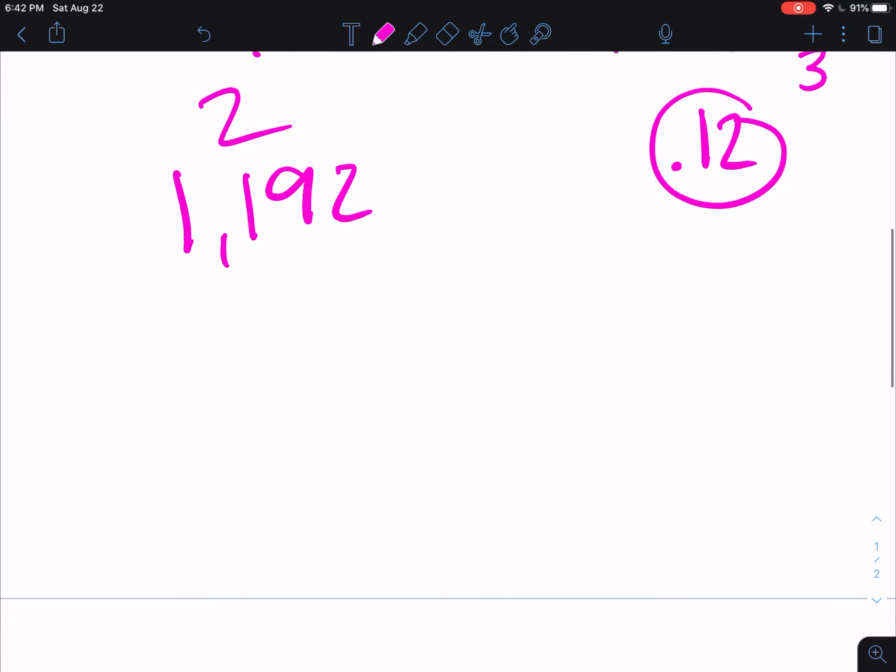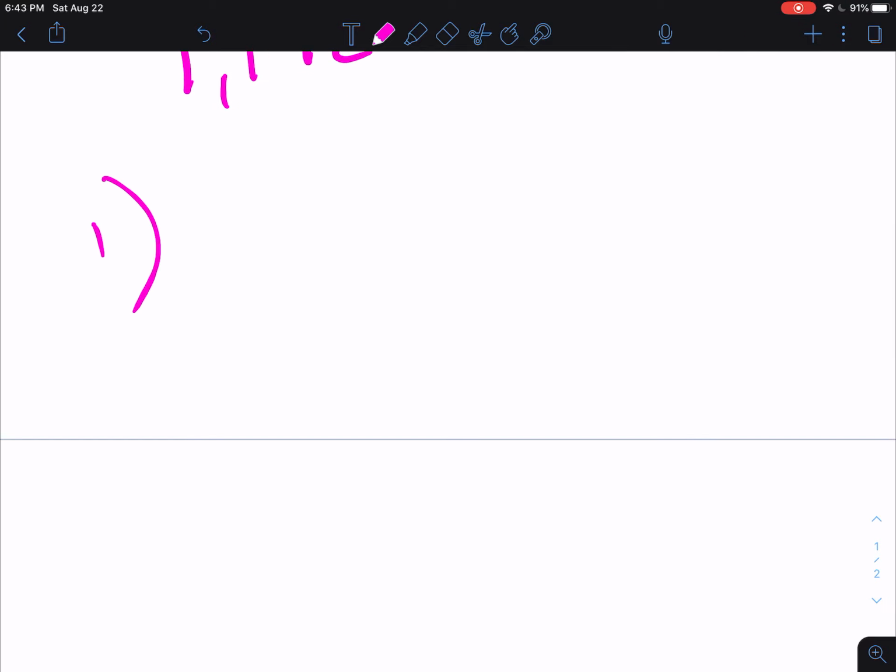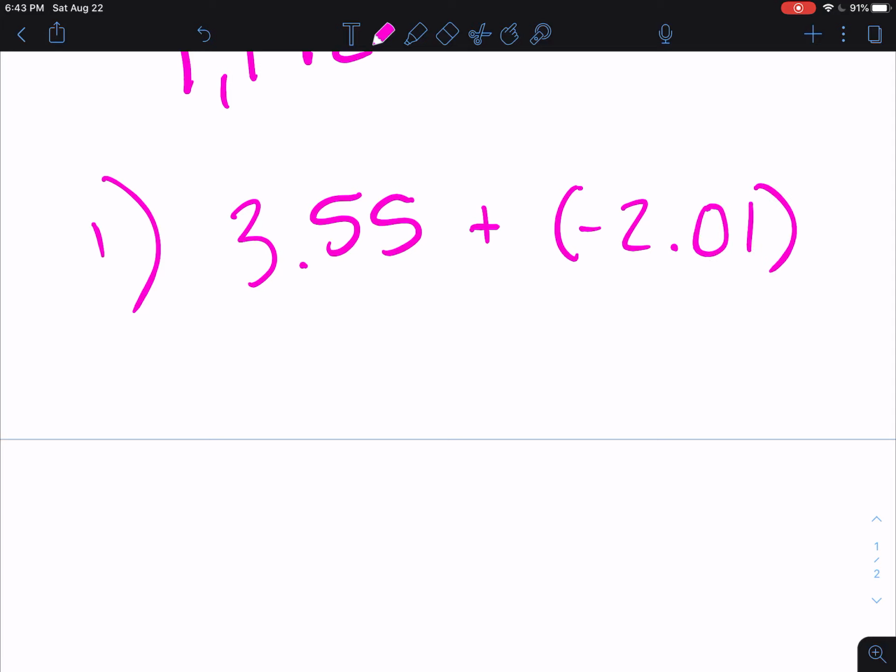So your assignment today is adding and subtracting same signs and different signs, okay? So an example would just be 3.55 plus a -2.01. Okay, so I see that they're different signs because on the left it's an automatic positive.